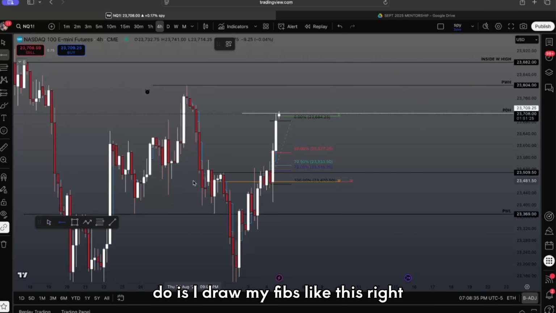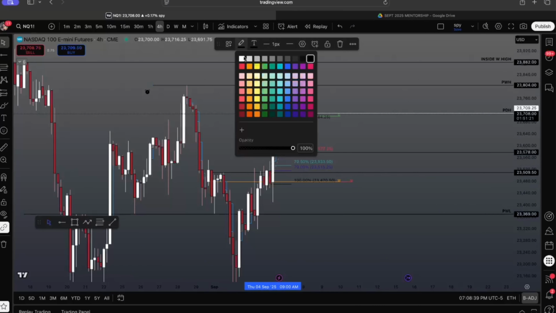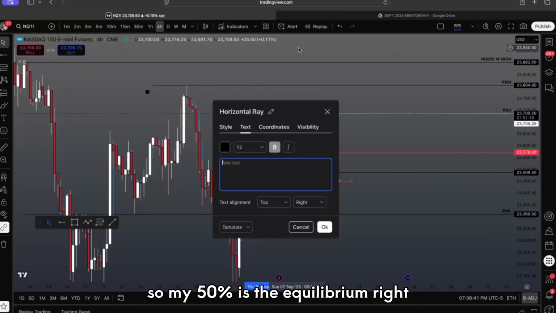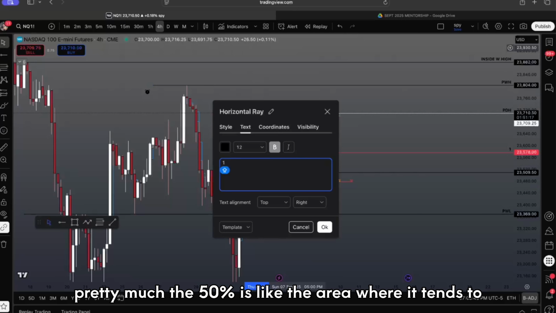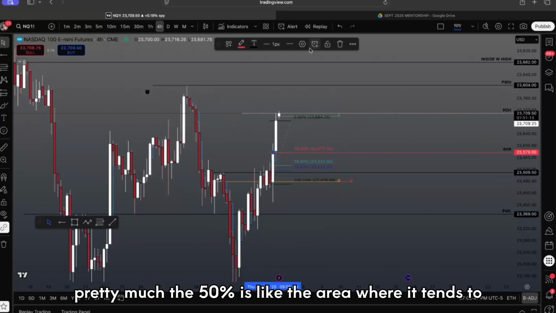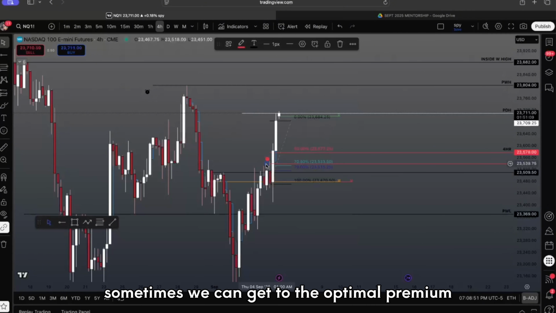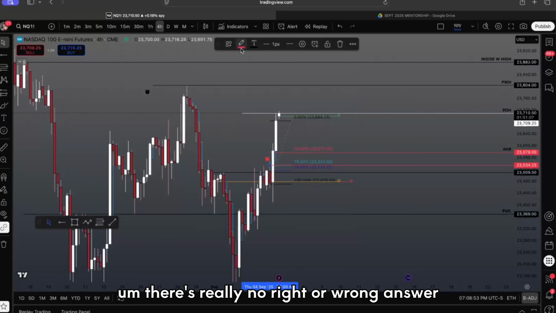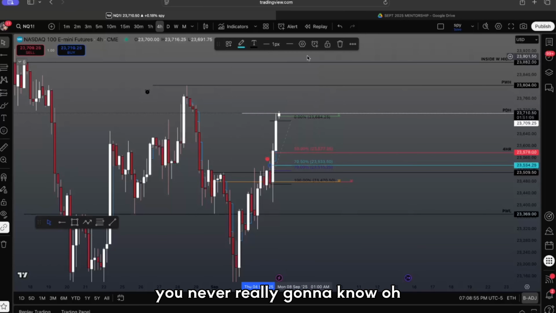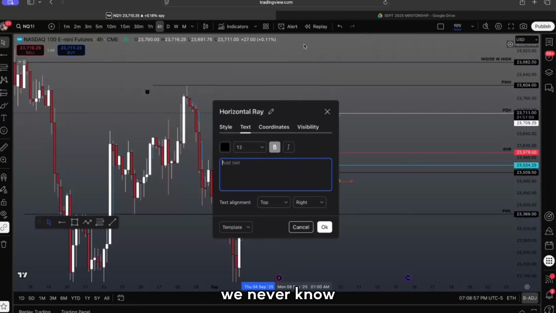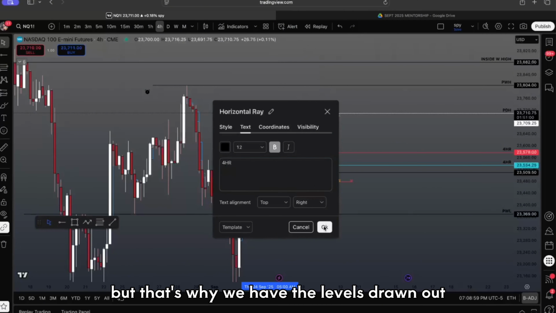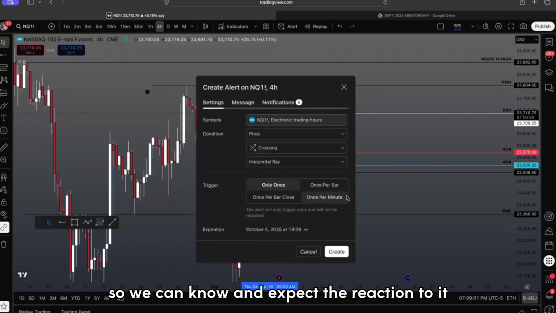So now what I do is I draw my fibs like this, right? So I'll just label them. So my 50% is the equilibrium, right? So meaning pretty much the 50% is like the area where it tends to have the reaction right away from it. Sometimes we can get to the optimal premium. There's really no right or wrong answer. You're never really gonna know, oh, is it gonna get to the optimal or the premium? We never know.